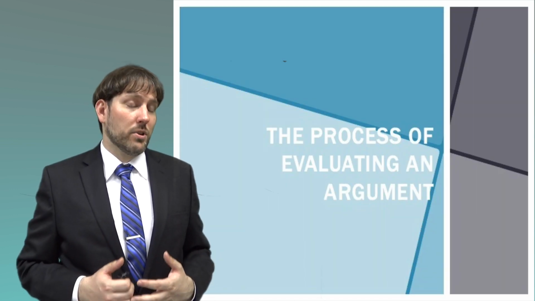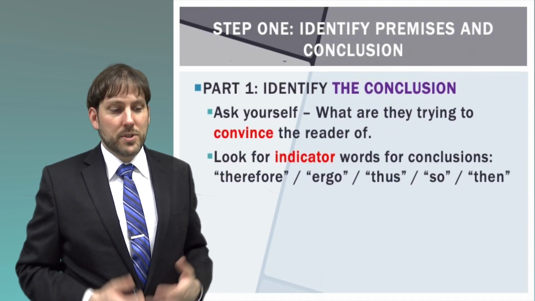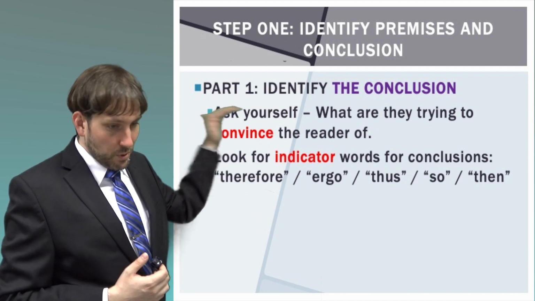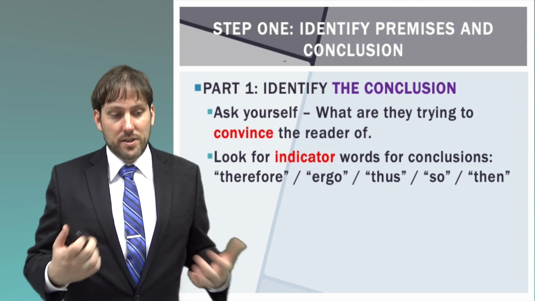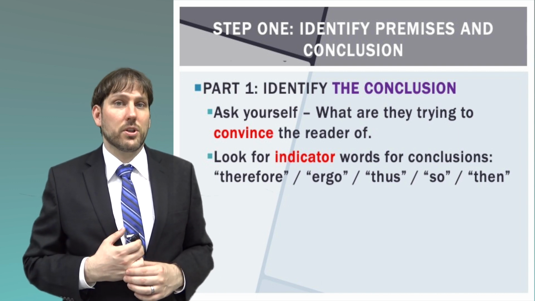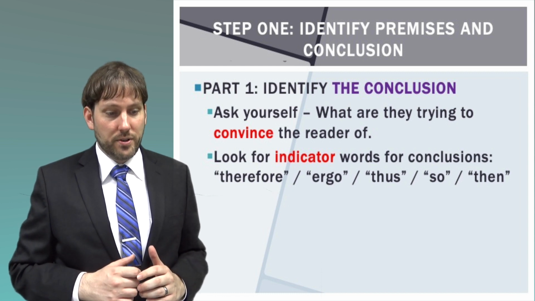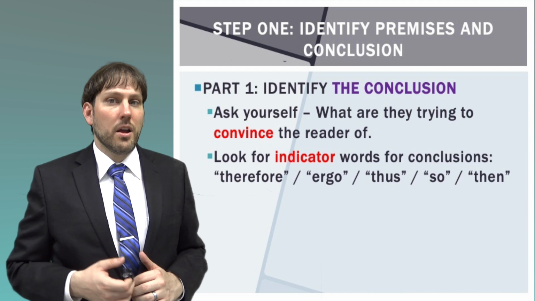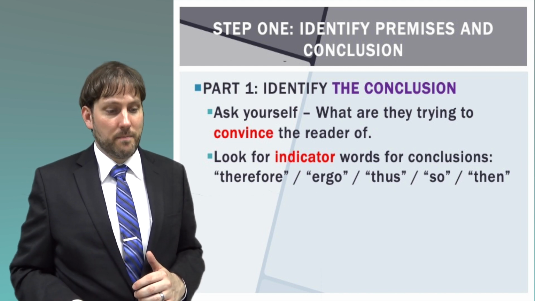Let's see what the first thing is that we want to do when evaluating an argument. Step 1: identify the premises and the conclusion. First, we want to get that conclusion down. Ask yourself, what are they trying to convince us of? Another nice tip that helps a lot of people who are not native speakers: look for indicator words. Look for things like therefore, ergo, thus, so, then.